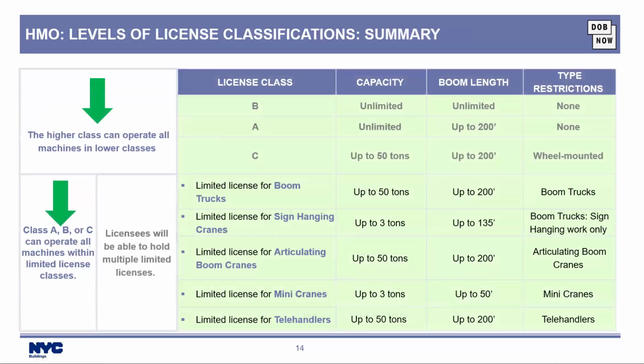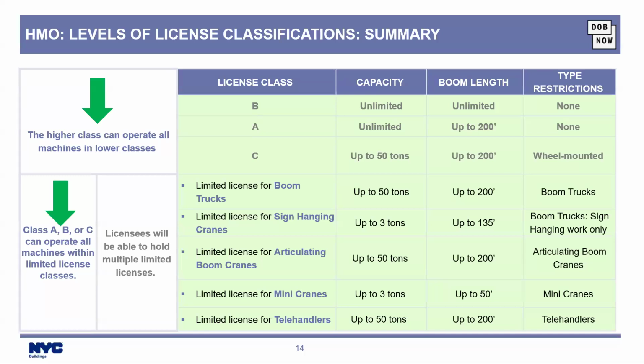In general, higher classes can operate all machines in the lower classes. So Class A, B, or C can operate all machines within the limited license classes. So this talks about what the restrictions are on each license.